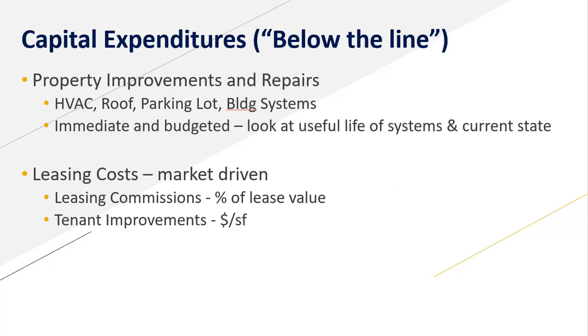We might have property improvements, things like repairs. So if our HVAC system needs some work, if we're going to replace the roof, if we're going to resurface the parking lot, if there are other things that need to be taken care of, these would be capital expenditures that don't get cooked into the net operating income. They're not operating expenses, they're capital expenses. So we would look at those perhaps as being things we need to pay for immediately, or we might be budgeting for the future.